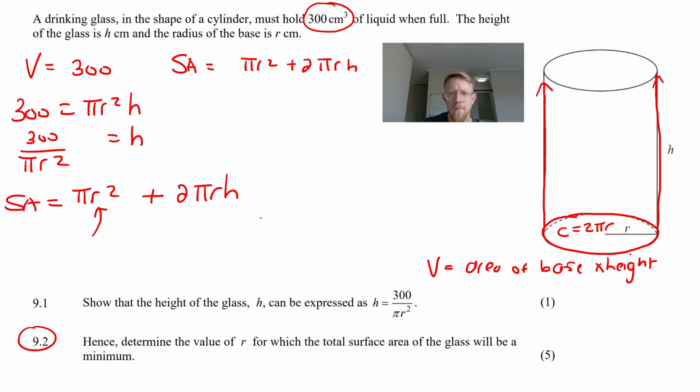We've got r and we've got h. Now some of you are like, yes, and we've also got pi. Pi is okay, guys. That's not a variable. Pi is just a constant. It's actually just a number, 3.1, blah, blah. So we don't need to worry about pi. But the problem we have is that we've got r and h. But that is exactly why they asked you to do question 9.1, so that we can replace the h with 300 over pi r squared.